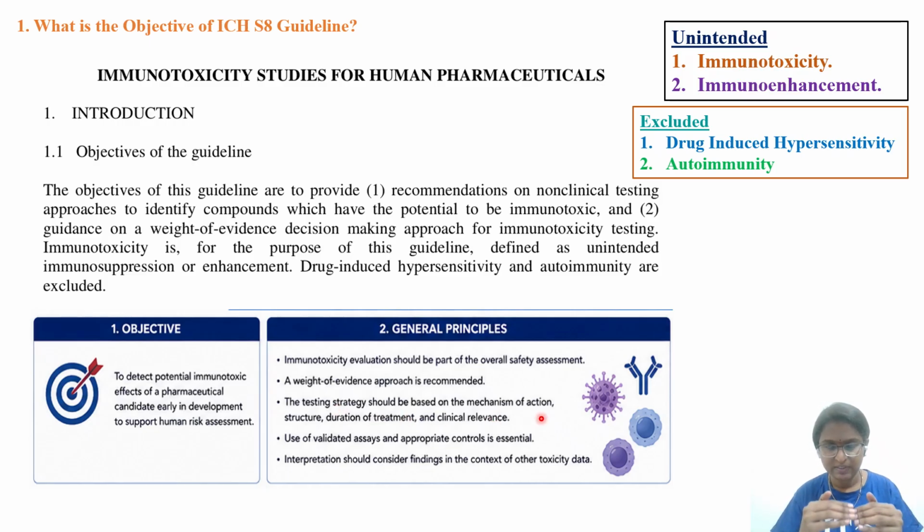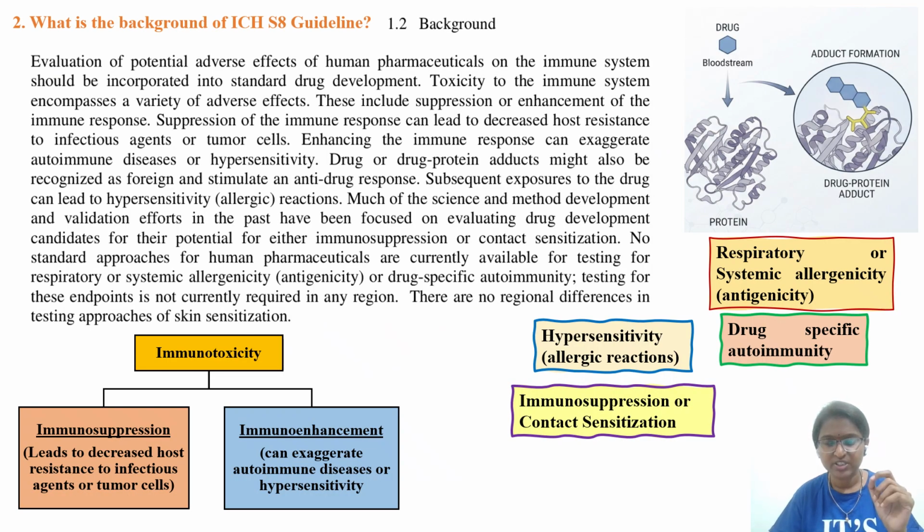What is the developing drug, whatever candidate you are developing, what is the mechanism of action, the structure, the duration of the treatment, whether it is 6 months treatment, 1 month treatment, or 3 months treatment, and clinical relevance. Use of validated assays and appropriate controls is essential. Interpretation should consider findings in the context of the toxicity data. Okay, that was about section 1.